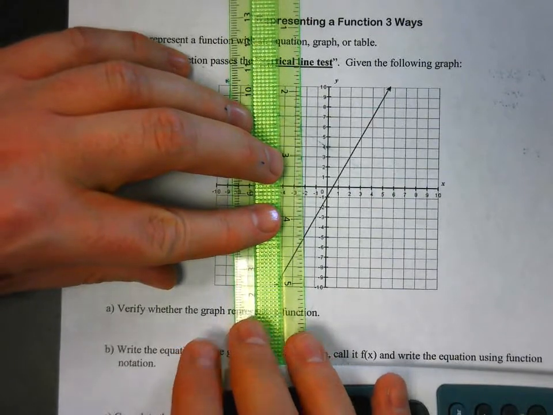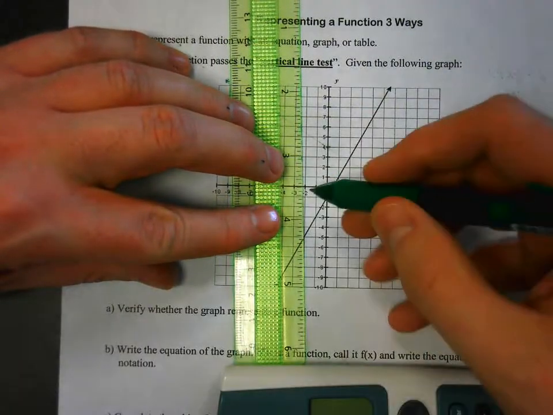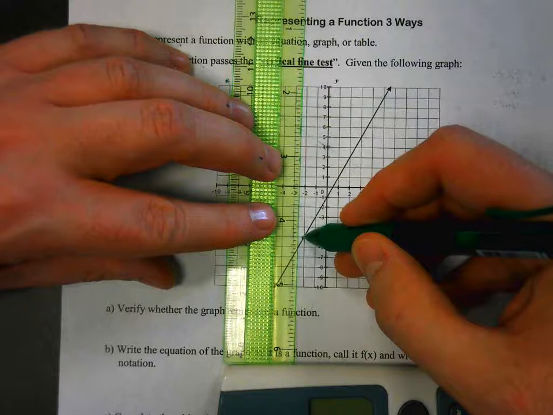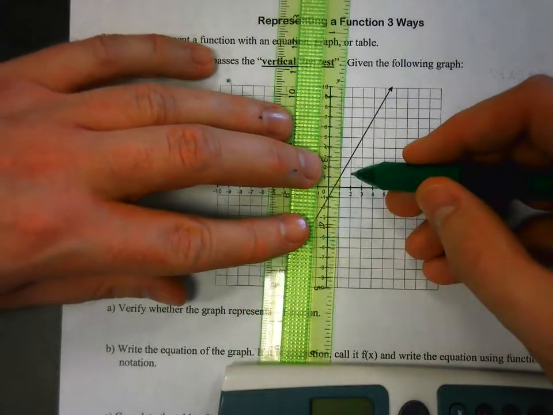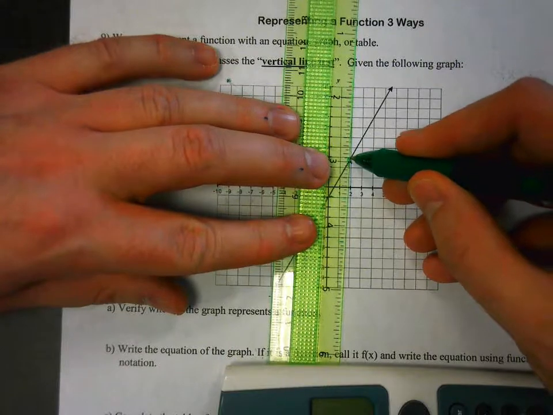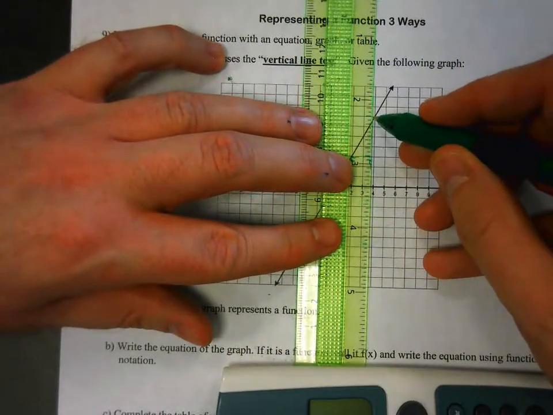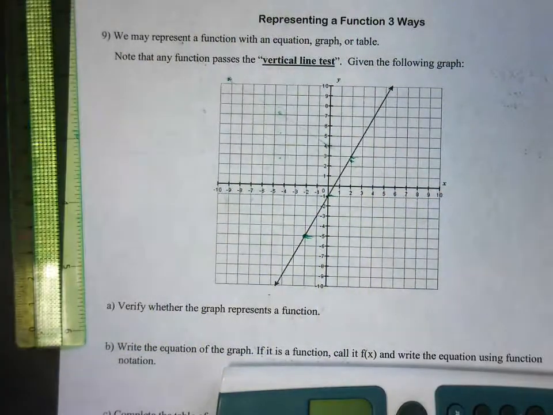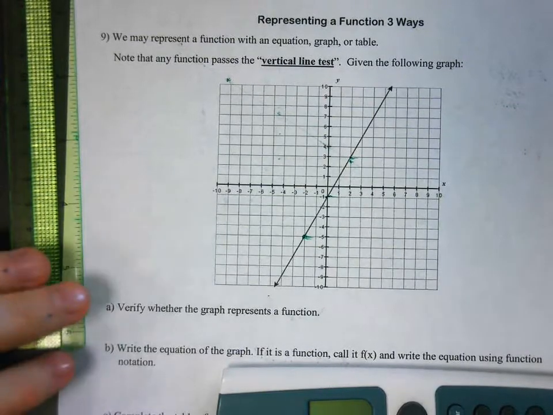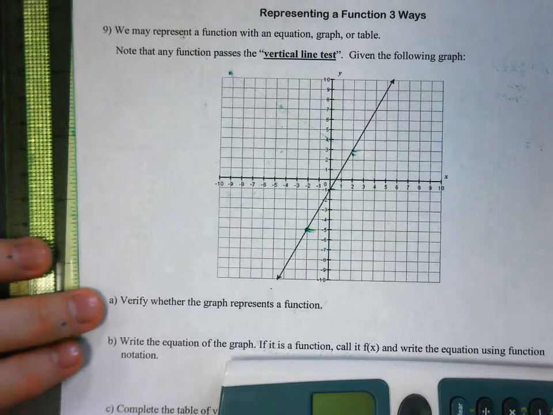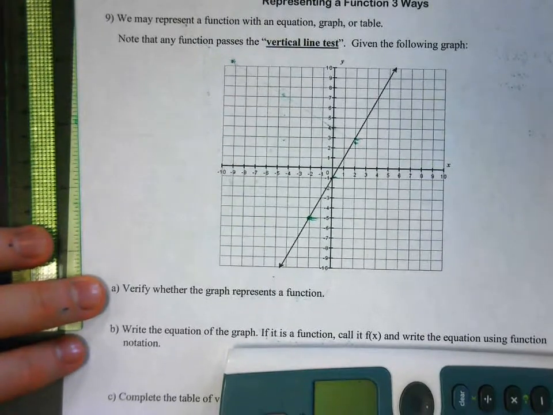So here, when x is -2, you only hit the graph at one place. As you scroll across, x equals 0, you only hit one place. X equals 2, you only hit one place. X equals 4, you only hit one place up here. So that vertical line test tells you we have a function. So that answers part A. We have a function because each x has at most one y.